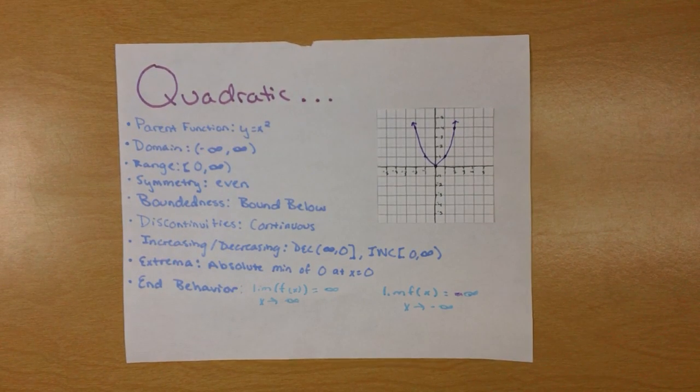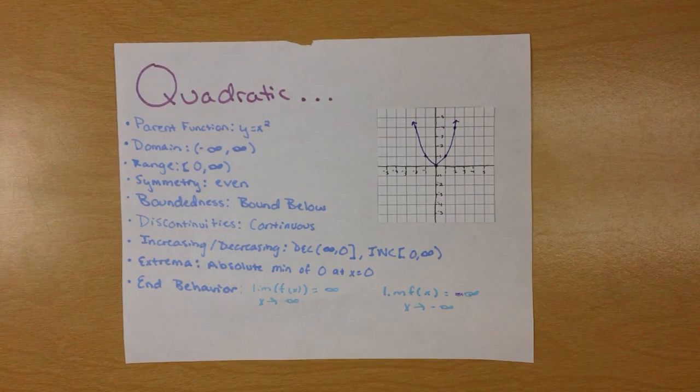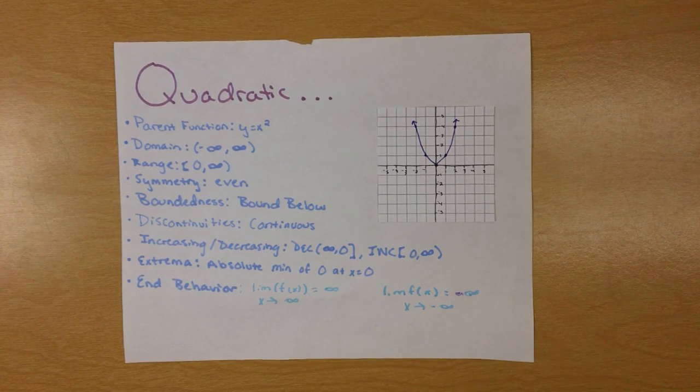This is a graph of a quadratic equation, or a quadratic function. The parent function is y equals x squared. The domain is negative infinity to infinity because the graph goes on forever across the x-axis. The range is 0 to infinity because the vertex is at 0. There are no values on the y-axis below 0, but they go on forever in positive values.